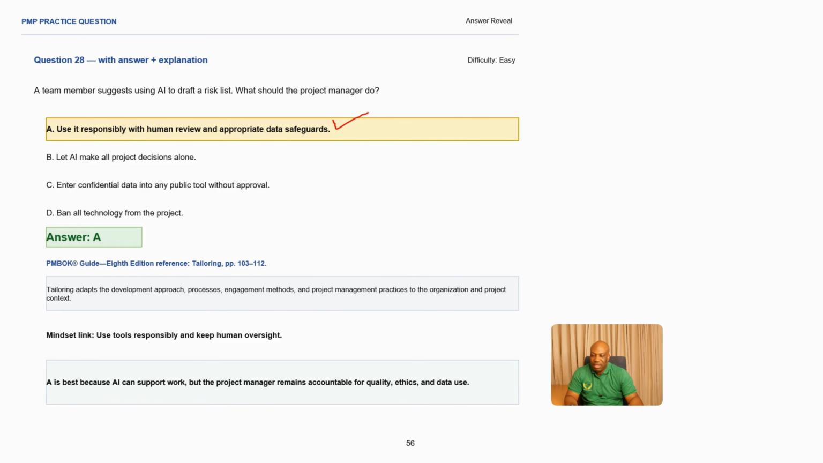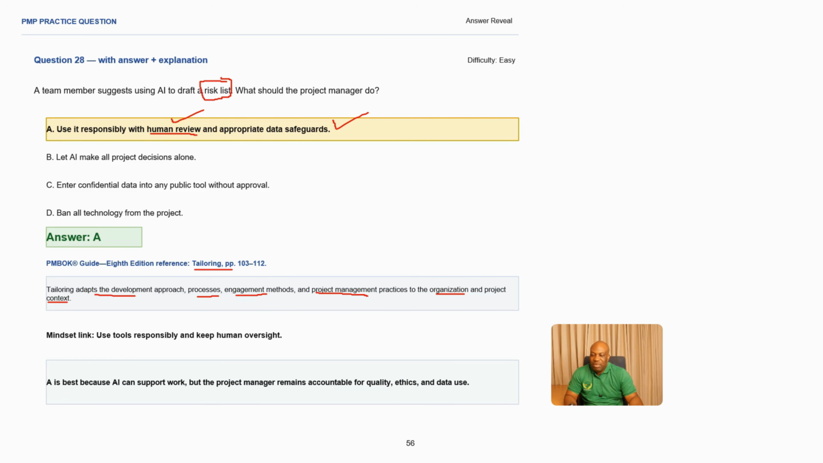Use it responsibly with human review. This is very important. AI can give you some answers which might not relate to the context of the project. So you need a human review to make sure that this is correct data that is coming in. So what is our reference in our PM book? It's tailoring. What does it say? Tailoring adapts development approach, processes, engagement, and methods, project management practice to organization and also project context. This is very important. Even if AI is going to give you the risk list first, you still need to make sure that it's also tailored to the context of the project.